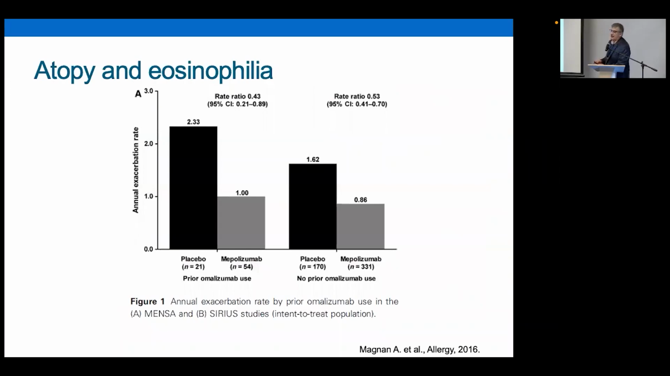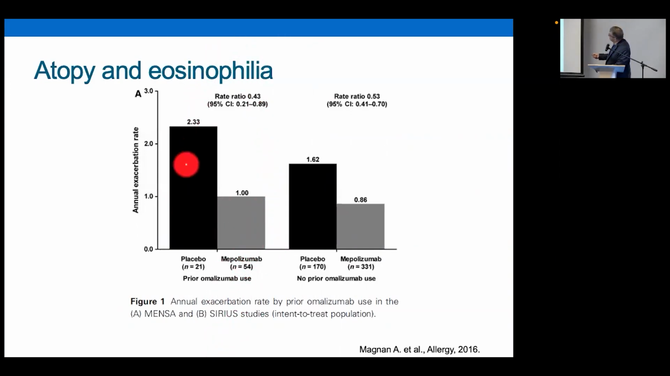One point, I think it's very interesting. It's eosinophilia and atopy. 75% of the allergic patients, they develop eosinophilia. So what to do with this patient? Because in this patient, you can use omalizumab, or you can use also an anti-IL-5. And this is the study with mepolizumab.